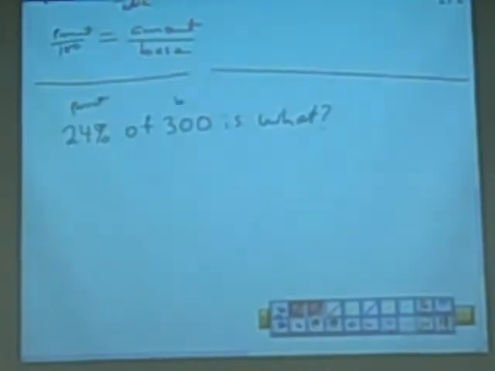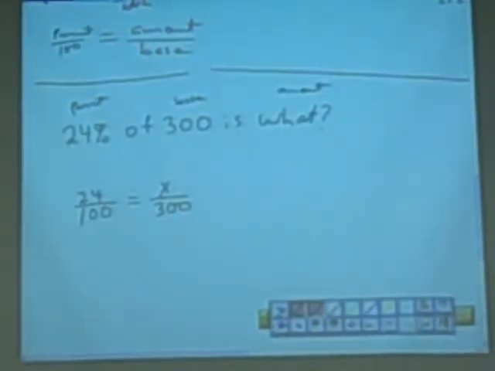So if we have a problem such as 24% of 300 is what? Okay, this is our percent. 300 is our base. What? That's our amount. So we're going to write this as 24 over 100 equals our amount, we don't know what that is, over 300.